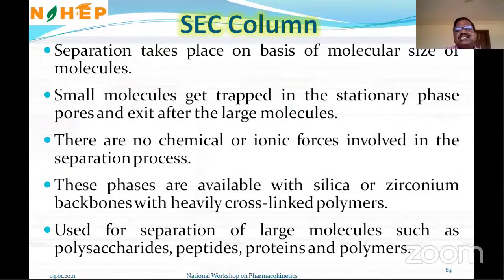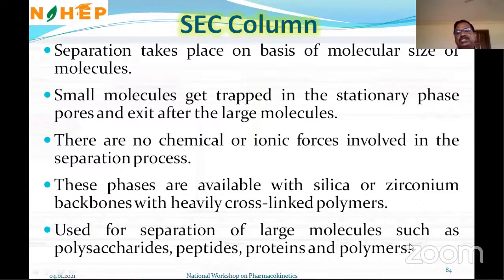Then comes the size exclusion chromatography column. Here separation takes place on the basis of molecular size. Small molecules get trapped in the stationary phase pores and exit after the larger molecules. There are no chemical or ionic forces involved in the separation. These phases are available with silica or zirconium backbones with heavily cross-linked polymers.